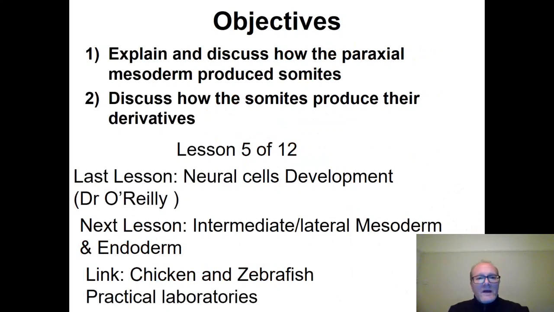Okay, so at the end of this lesson, you should be able to discuss and explain how the paraxial mesoderm is produced and produces somites, and how the somites produce their derivatives.